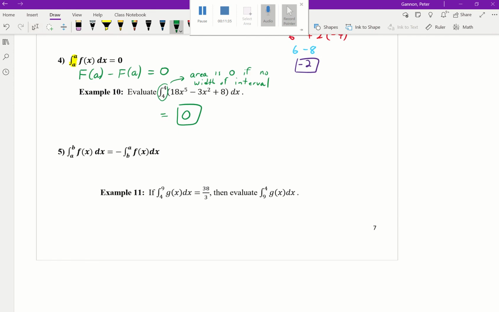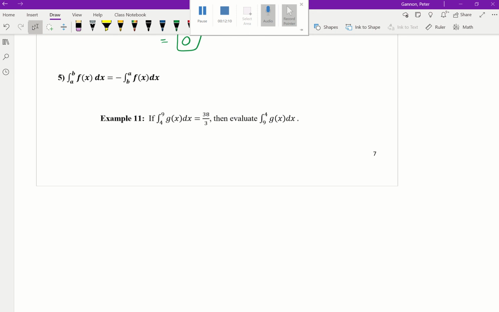So the next one says the integral from a to b of f of x dx is equal to the negative integral from b to a of f of x dx. So you want to pay attention to what happened here. The limits of integration switched. They were a to b, now they are b to a. What this property is telling you is that if you switch those limits of integration, then you simply get the opposite value. So instead of it being a negative, it would be a positive, or vice versa.